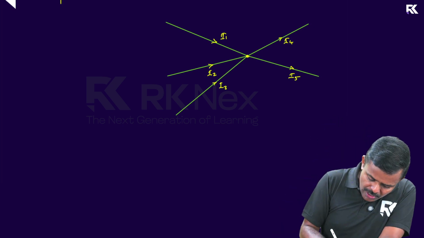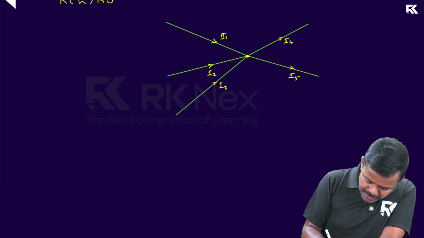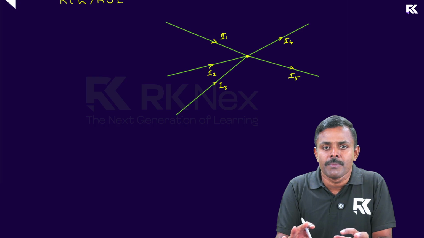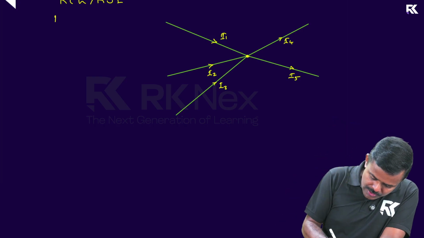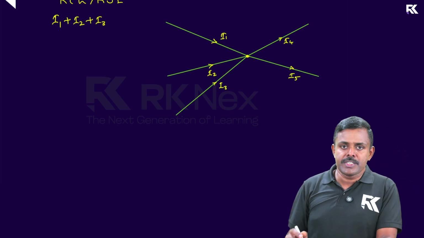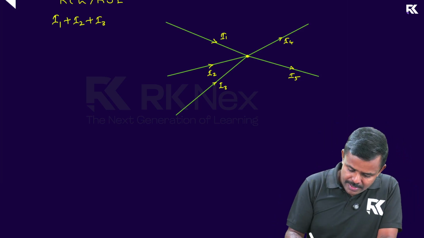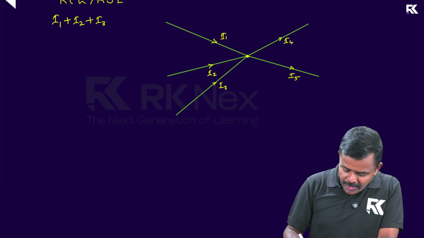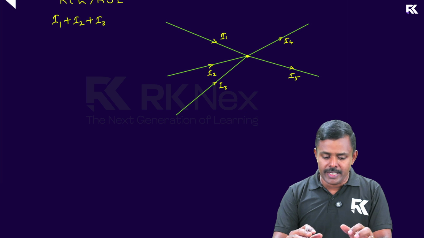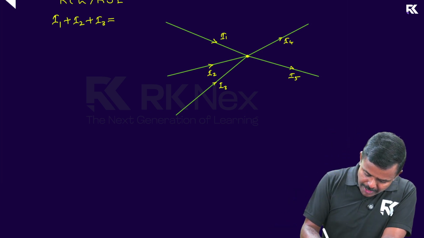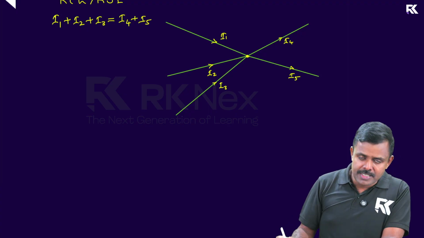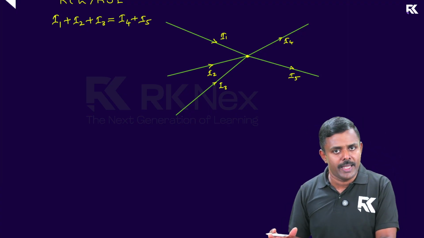Now according to Kirchhoff's current law, or Kirchhoff's junction law, the sum of incoming currents should be equal to the sum of outgoing currents. So I can write I1 plus I2 plus I3. This is the sum of all the incoming currents, all of which are coming to the junction. I1 plus I2 plus I3 should be equal to the sum of all outgoing currents, I4 plus I5. I can take any number of currents here, okay?